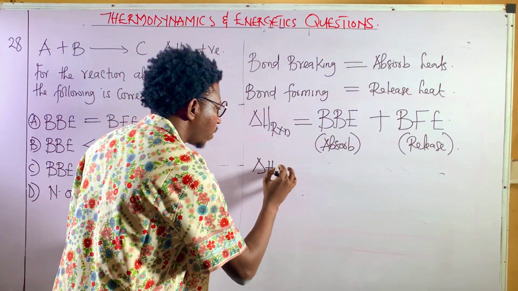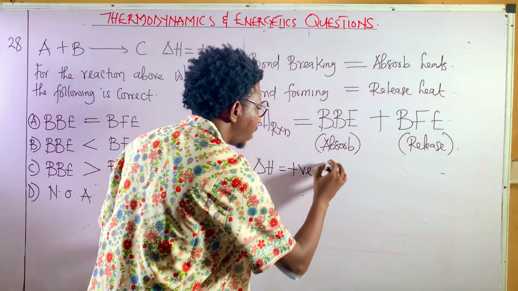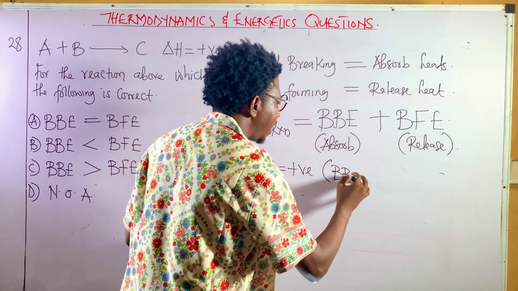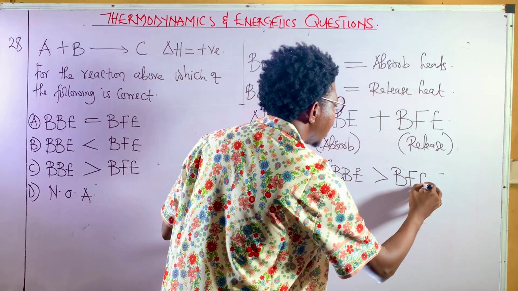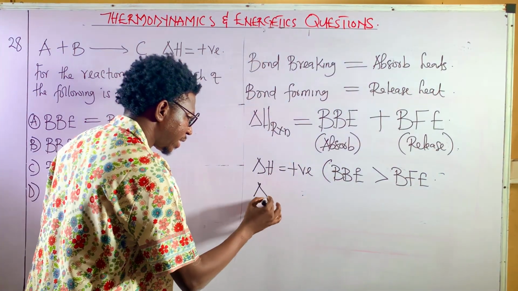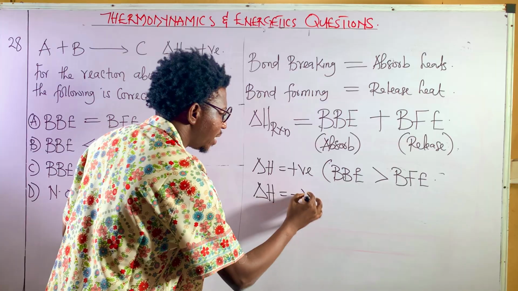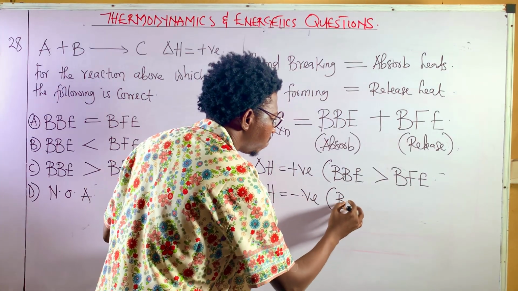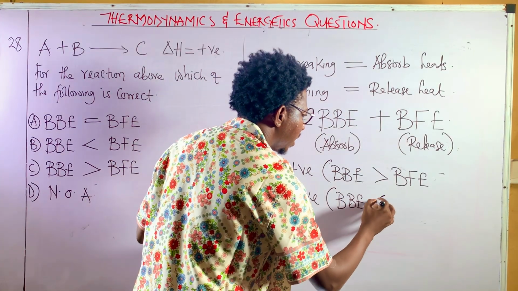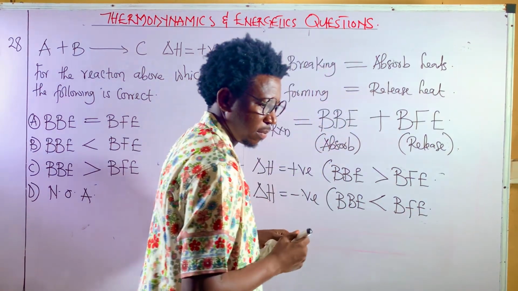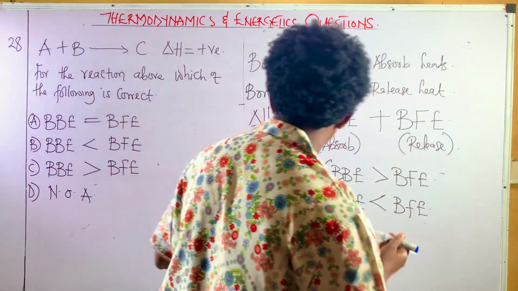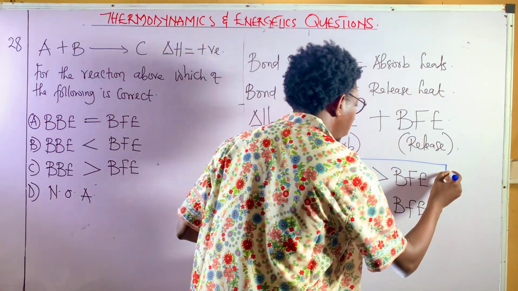So for that, we cannot answer this question. Delta H will be positive if bond breaking energy is greater than bond forming energy. Delta H of the reaction will be negative if bond breaking energy is less than bond forming energy. Please take note of this. I've been able to prove it.